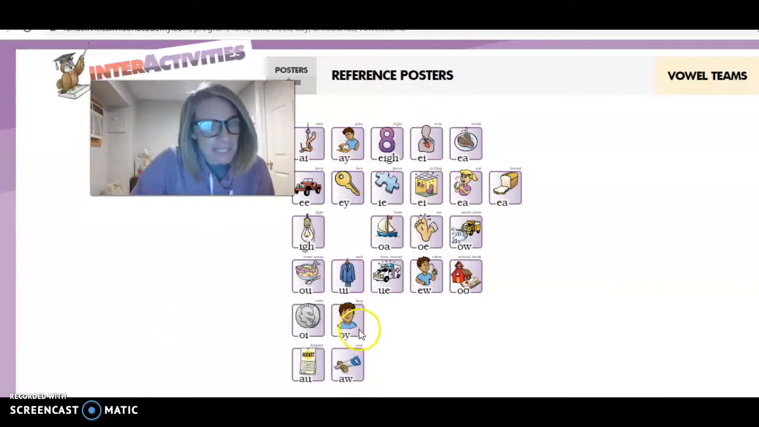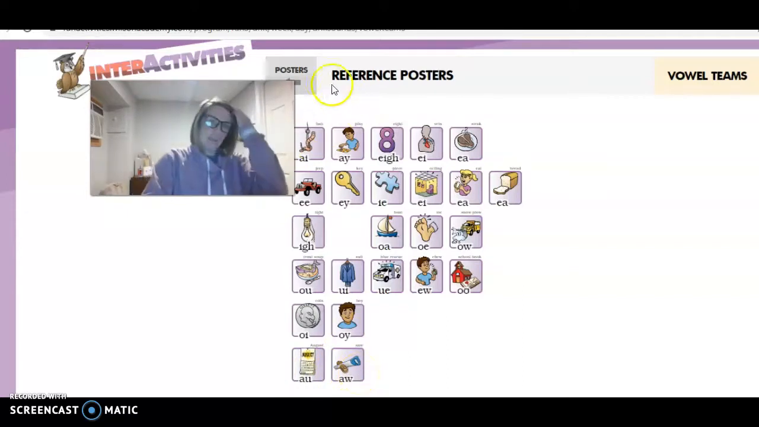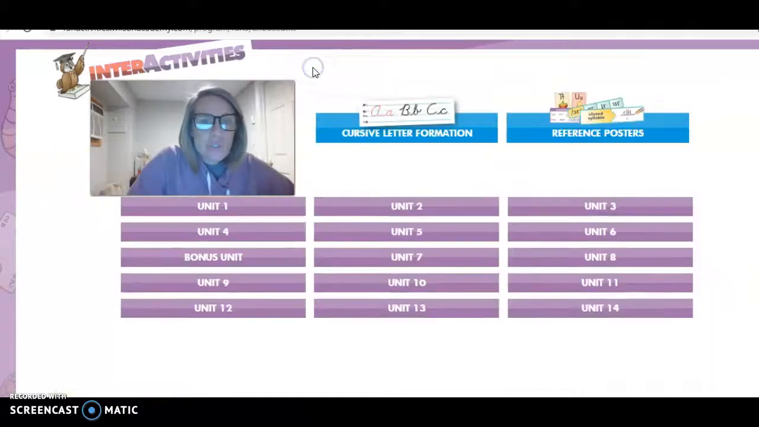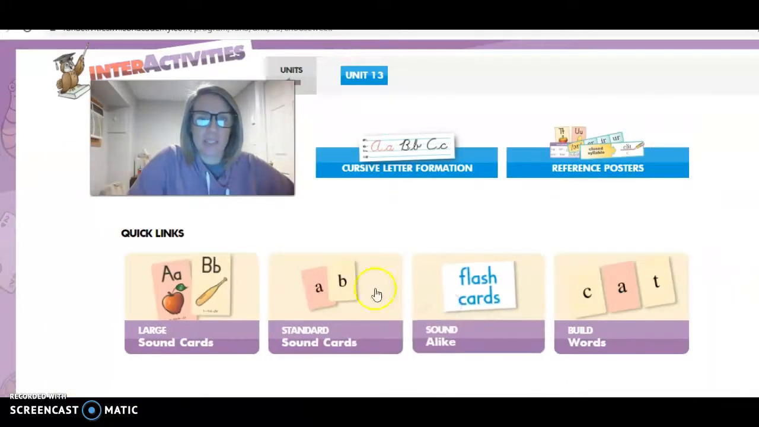I have some vowel teams. Let's just do these last four. Repeat after me. O-Y, coin, oi. O-Y, boy, oi. And these two. A-U, August, aw. A-U, A-W, saw, aw. Fantastic. And now for the two newer sounds that we did this week.